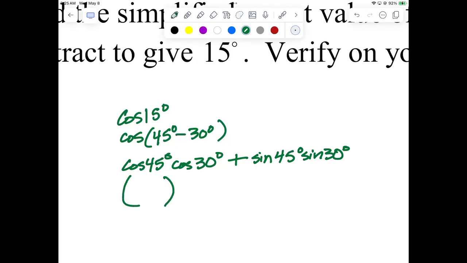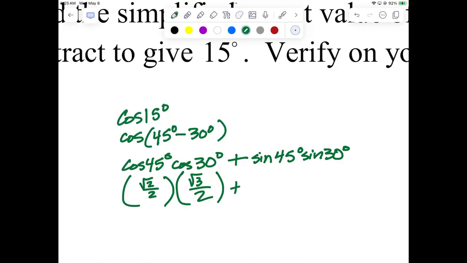Now I can just evaluate it from the unit circle. What's cosine of 45 from the unit circle? It's the same as cosine of pi fourths. I want the ratio there. Cosine of 45 degrees is not pi fourths, okay? 45 degrees is pi fourths. What's the ratio at 45 degrees for cosine? Positive square root of 2 over 2. Got it? All right, what's the cosine of 30 degrees? Don't say pi sixths. It's the cosine of pi sixths, which is square root of 3 over 2.